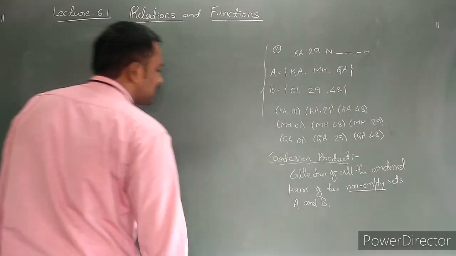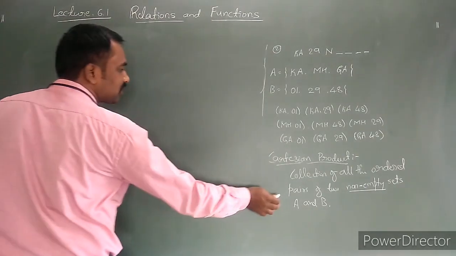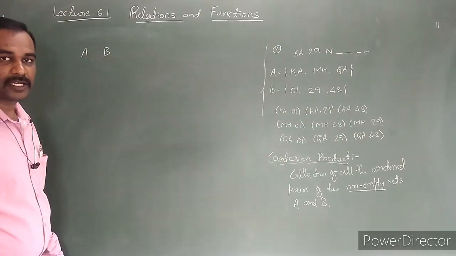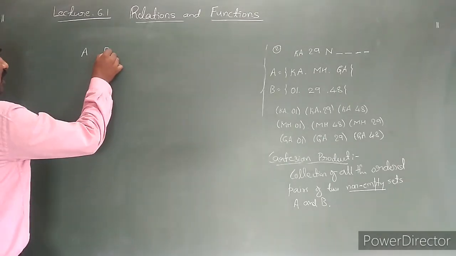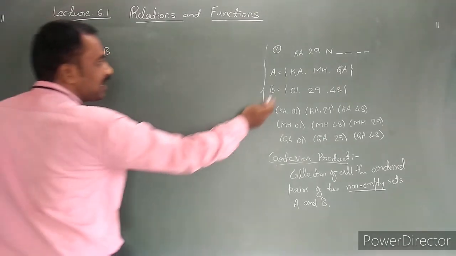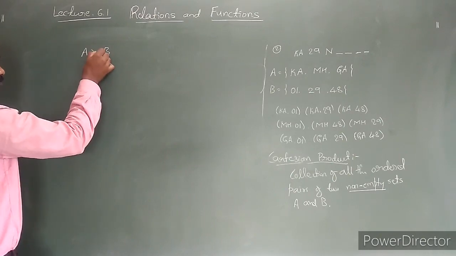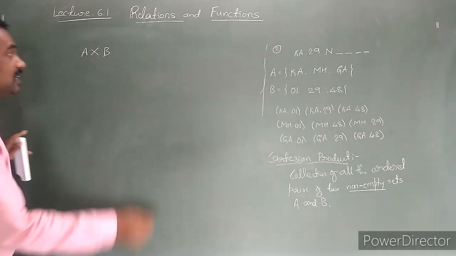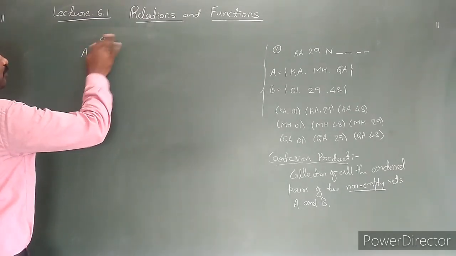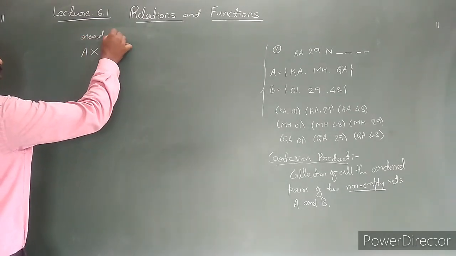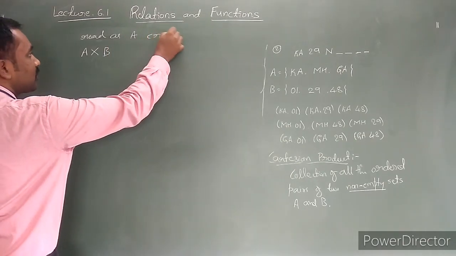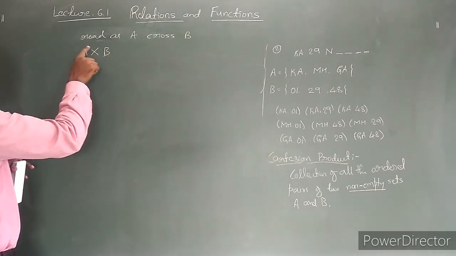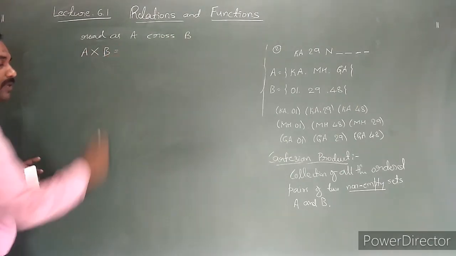Here, two non-empty sets are there. How to represent the Cartesian product of the two non-empty sets? Here, A and B are two non-empty sets. The Cartesian product of A and B is denoted by A × B. The writing method is A × B, read as A cross B. We have to read this in the manner of A cross B, but write A × B.